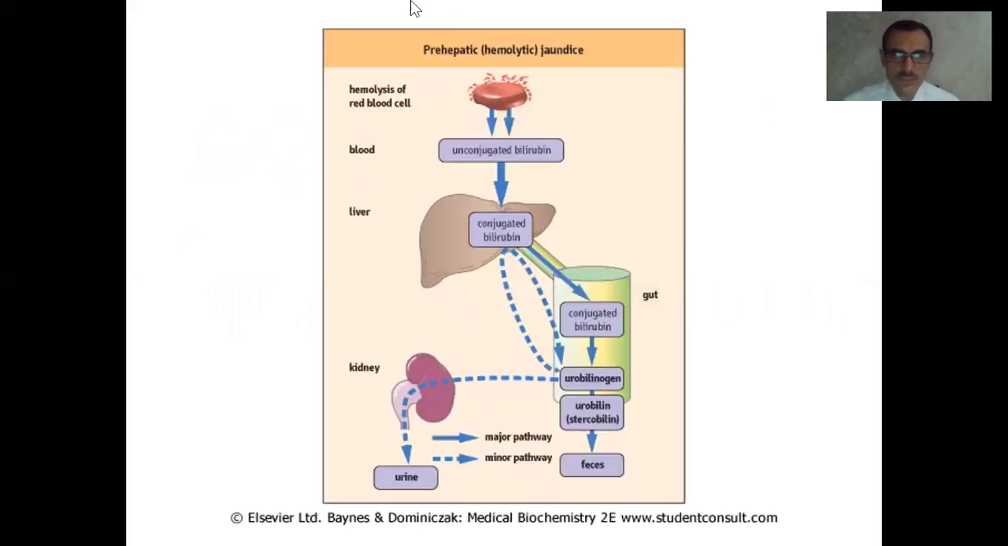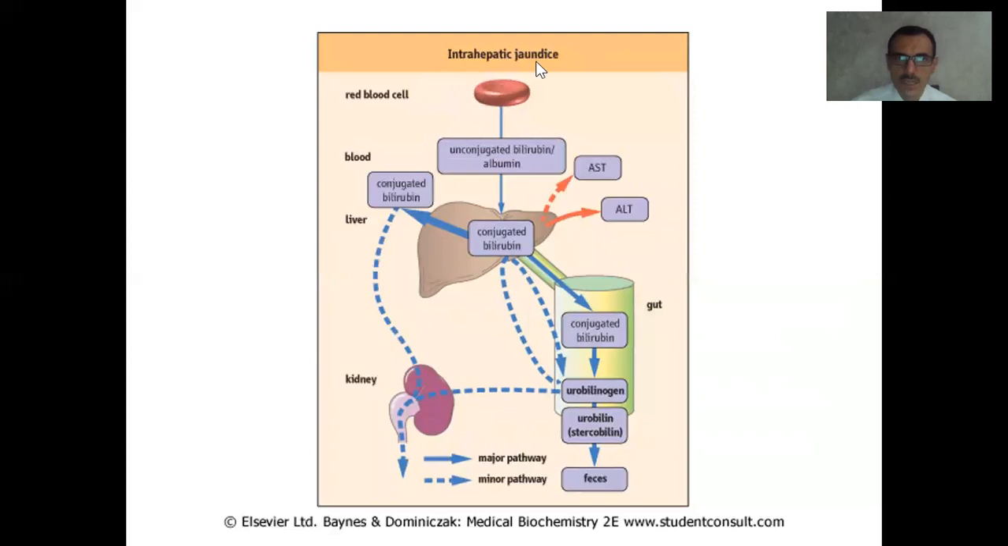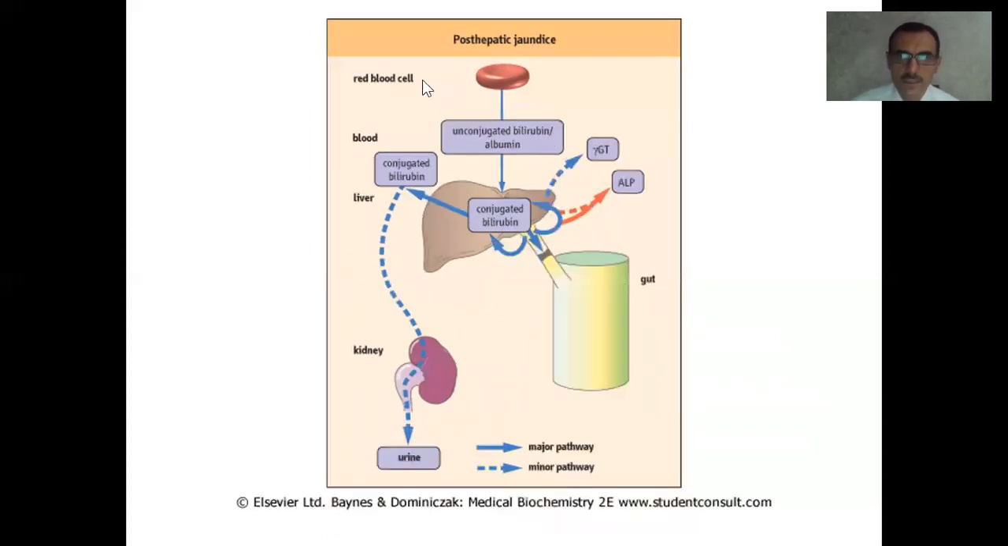Here you see a schematic illustration of prehepatic jaundice, hemolytic jaundice, in which the red blood cells undergo hemolysis intravascularly. Then intrahepatic jaundice, according to the damage of the liver cells, and post-hepatic jaundice, mainly the obstructive jaundice.